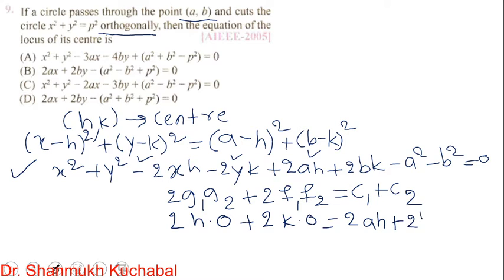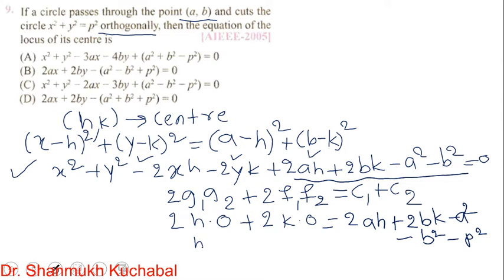And c1 plus c2 is 2ah plus 2bk minus a square minus b square minus p square here. So I have taken this part here as c1 plus c2. So further, simplify it.